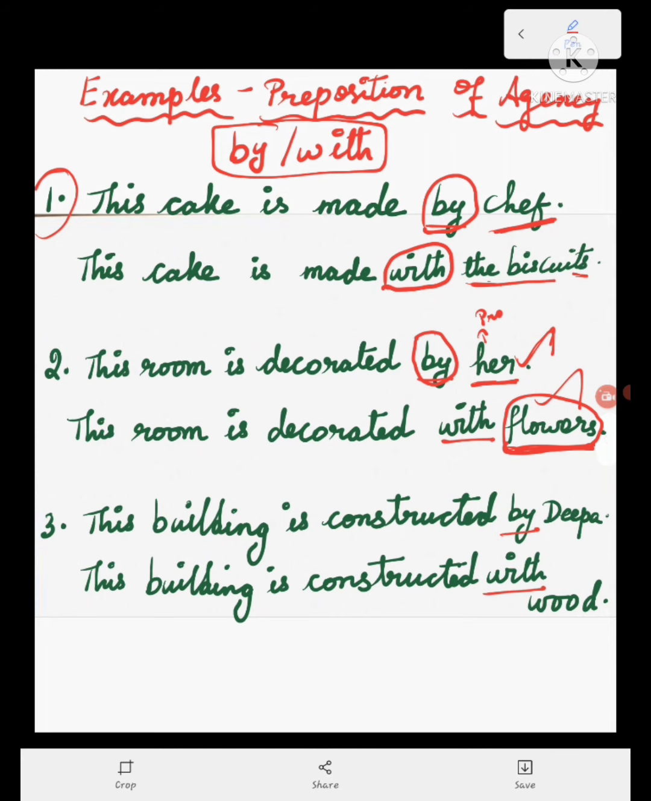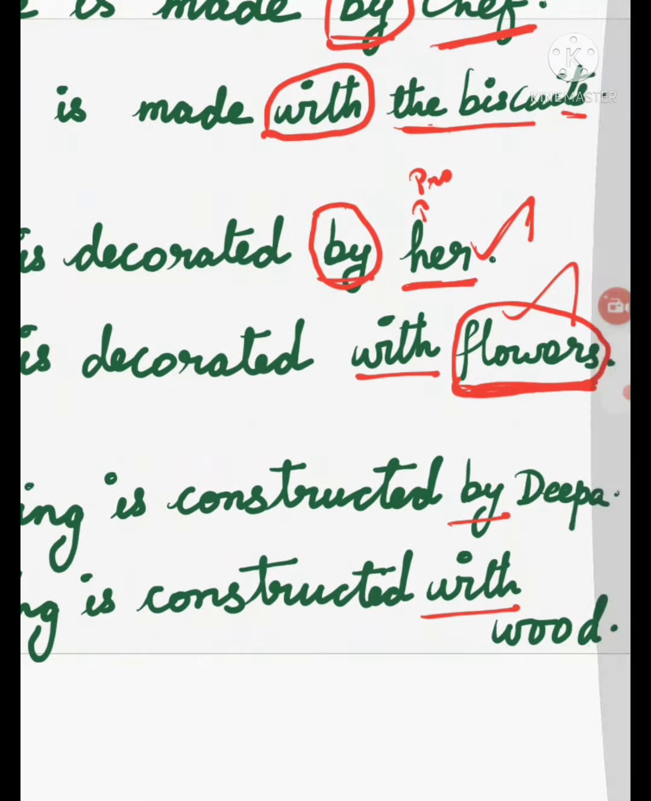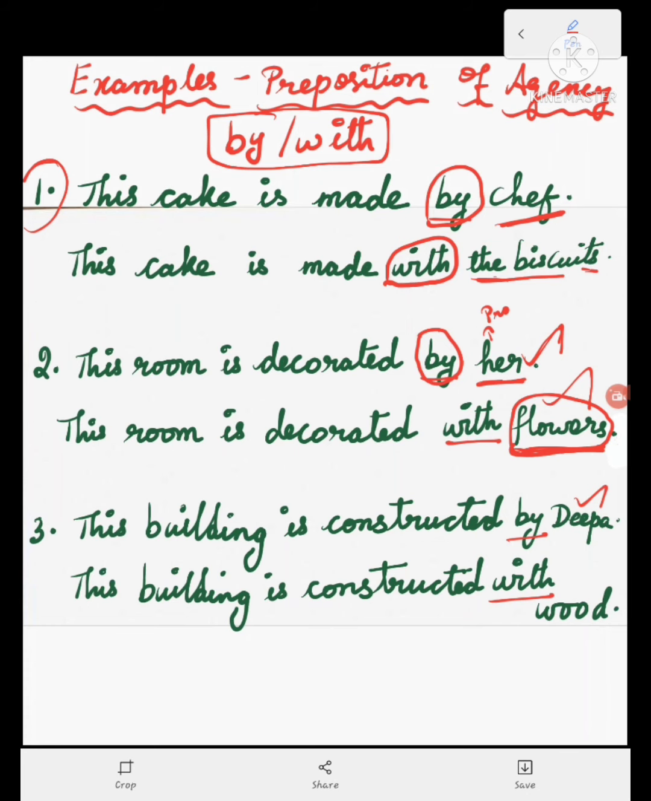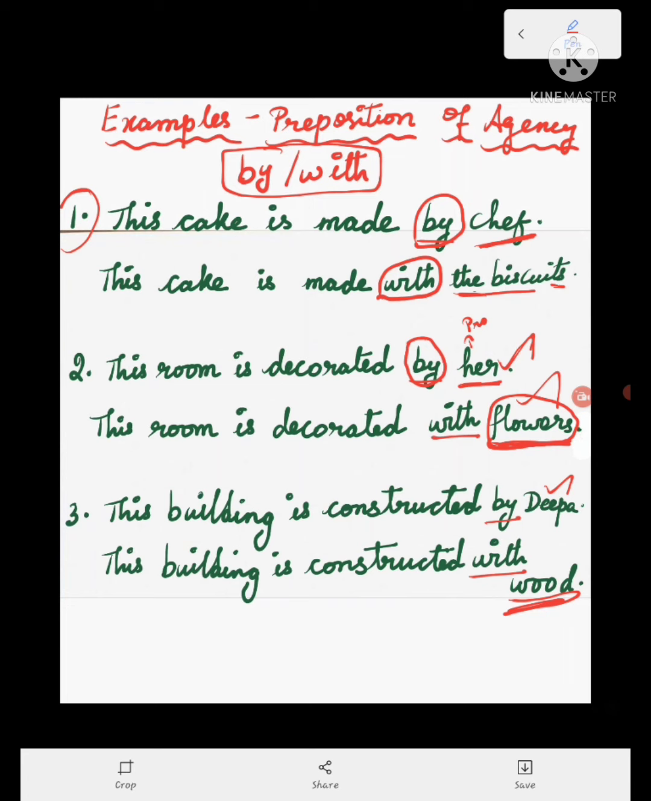This building is constructed by Deepa. And this building is constructed with wood. So this building is constructed by Deepa. Who performed the action? Deepa performed the action. And this building is constructed with wood. What was used to perform the action? Wood was used to perform the action of construction. I hope you are clear now.